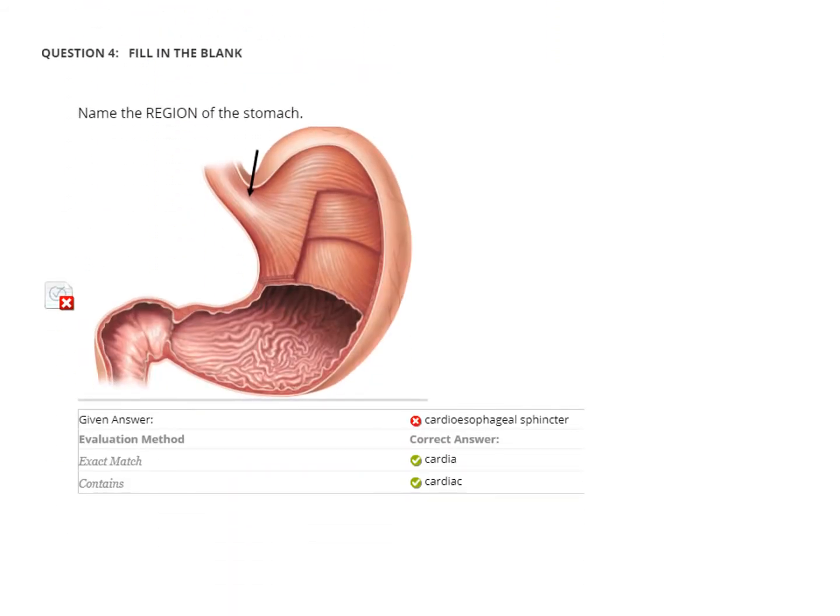There are just a couple of questions that were missed more than others that I want to talk about, and one of those was this question where I pointed to this portion of the stomach and I asked you to name the region, and the answer I was looking for was the cardia or the cardiac region. And notice that I put region in all caps to note that a region is what I was asking for. Probably the most common incorrect answer was cardioesophageal sphincter, which is very close to the cardia.